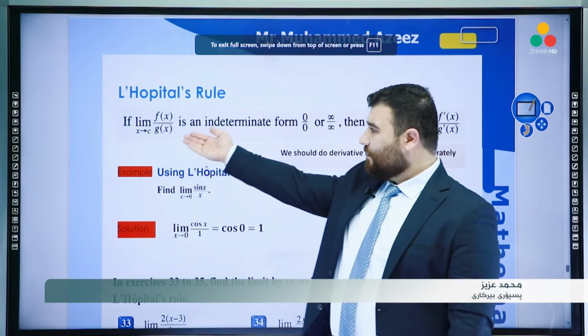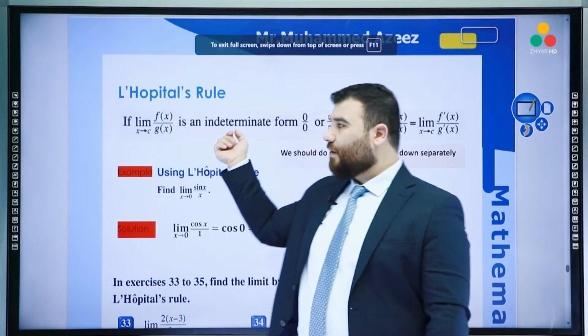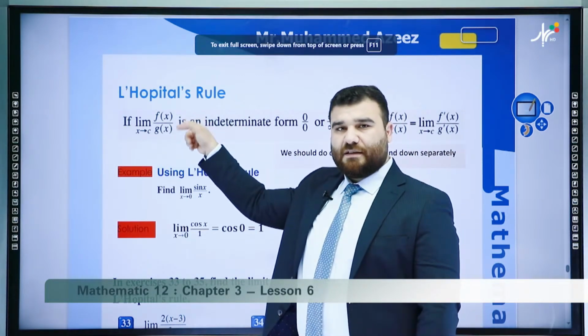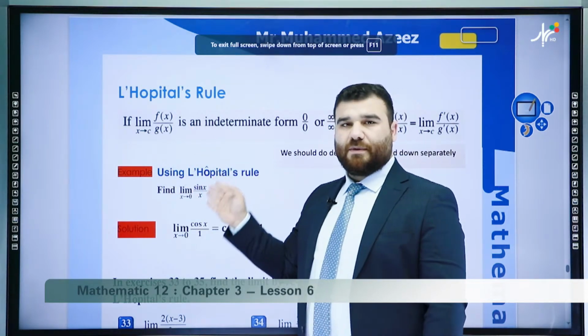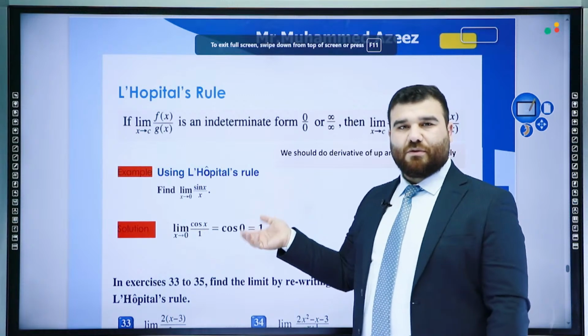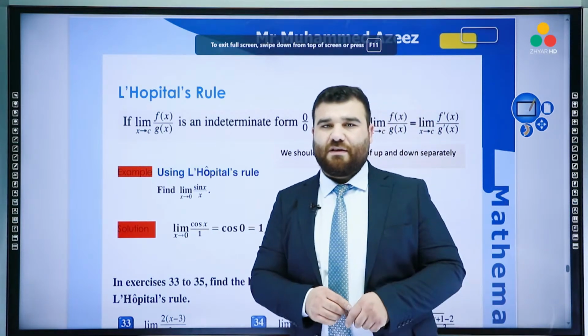We have a function, it's usually a fraction. This is why we get 0 over 0 or infinity over infinity. We do the derivative of up and the derivative of down separately, then we try to do the limit again. If we fail to find the limit and again get 0 over 0 or infinity over infinity, we do the derivative again and then we try again to find the limit.